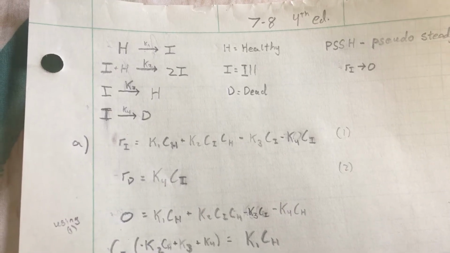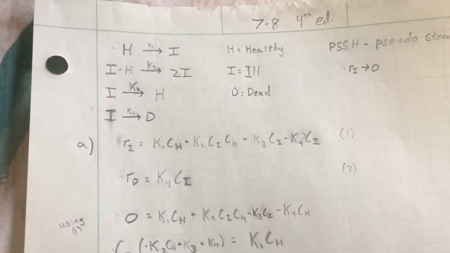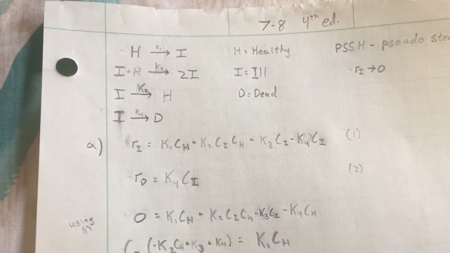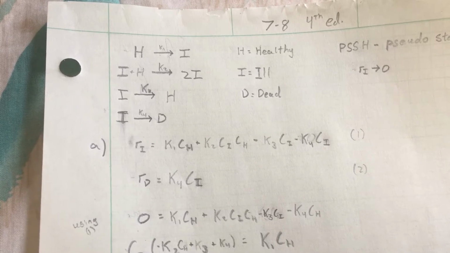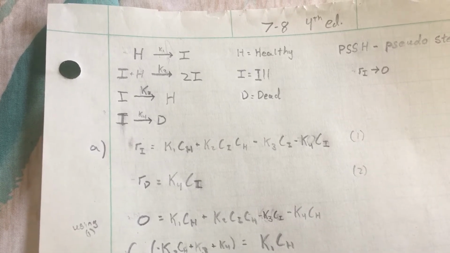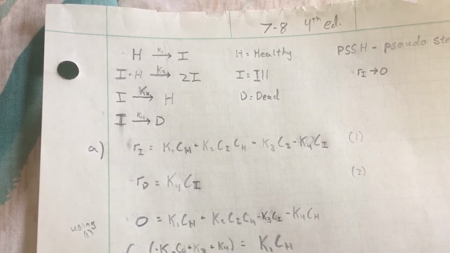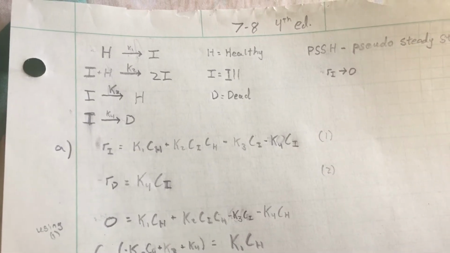Hello everybody, my name is Ryan O'Keefe and I'm going to be running through problem 7-8, parts A and B, out of Elements of Chemical Reaction Engineering text, 4th edition. I chose this problem because it uses a non-chemical engineering situation, and we're going to use that to demonstrate the pseudo-steady-state hypothesis.